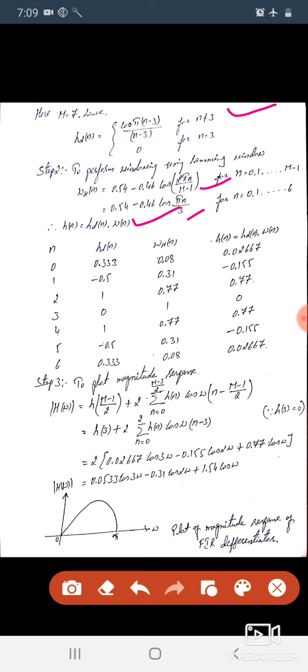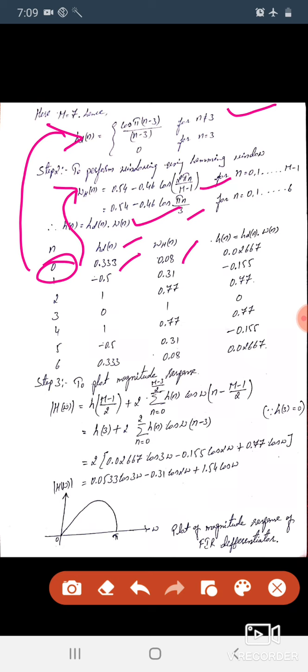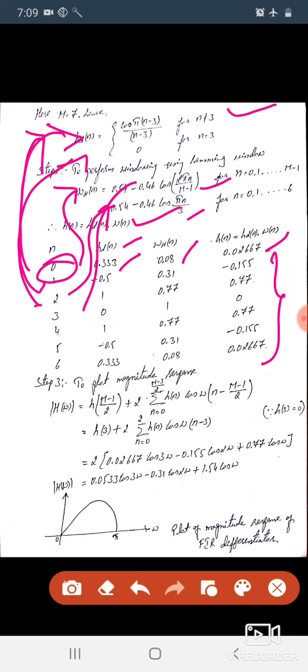Next, a simple method to find h of n. We have to multiply hd of n with omega n. Substitute n equal to 0 in the hd of n equation and n equal to 0 in the omega n equation. Then you will get 0.33 and 0.08. When you multiply both, you will get 0.02667. Next, again for 1 in hd of n and omega n, and again for 2, 3, go on substituting and you will get the result.